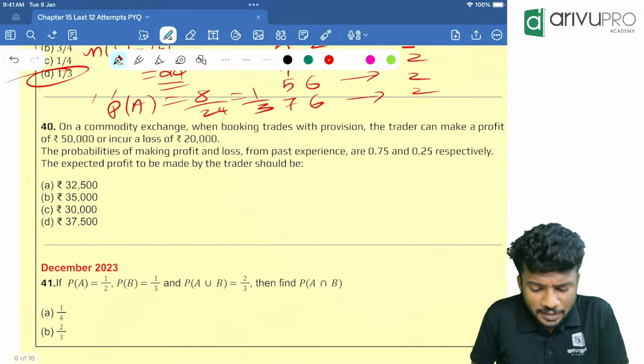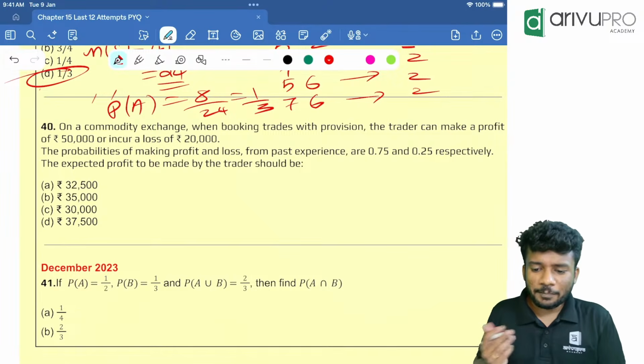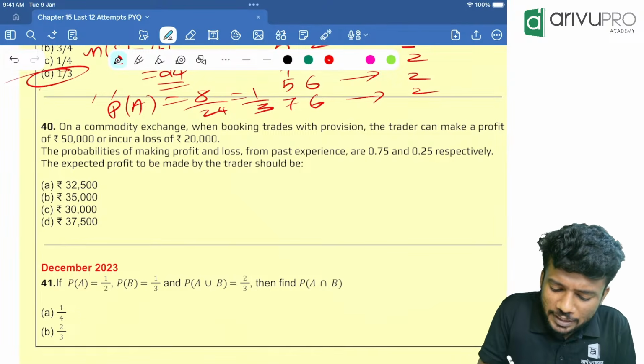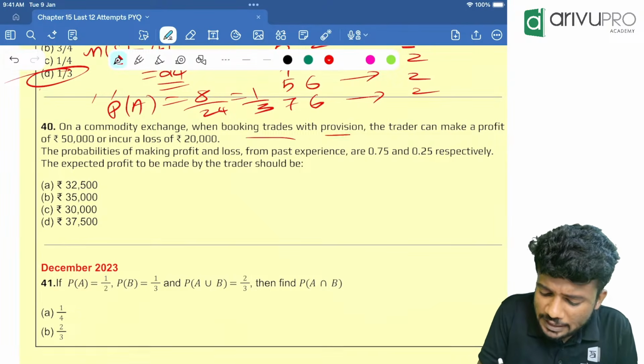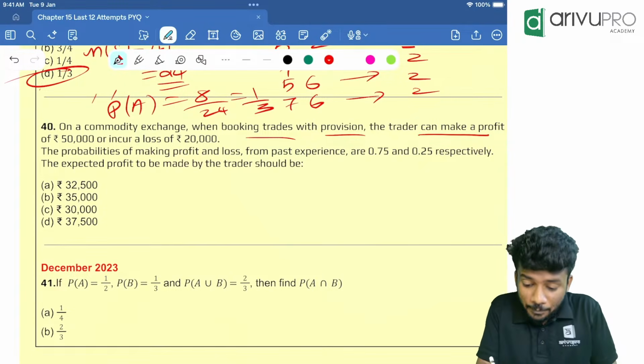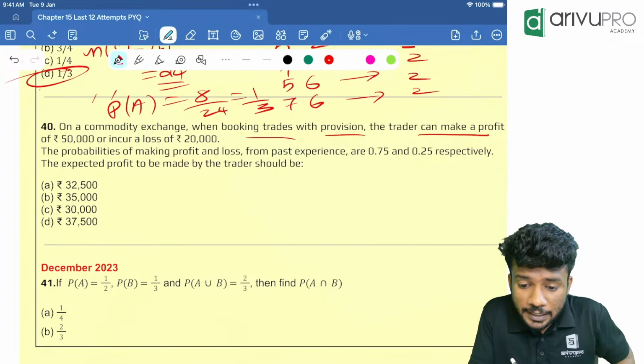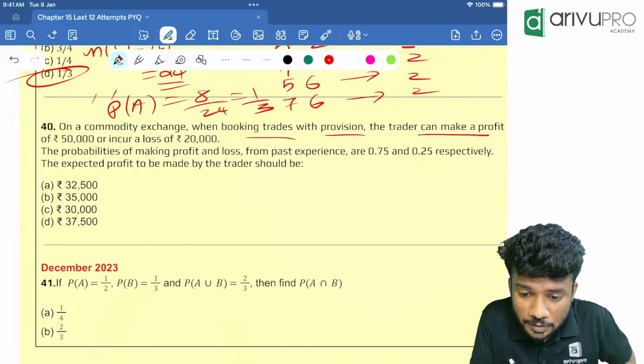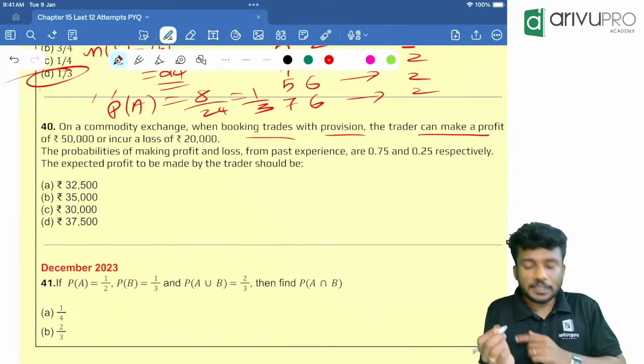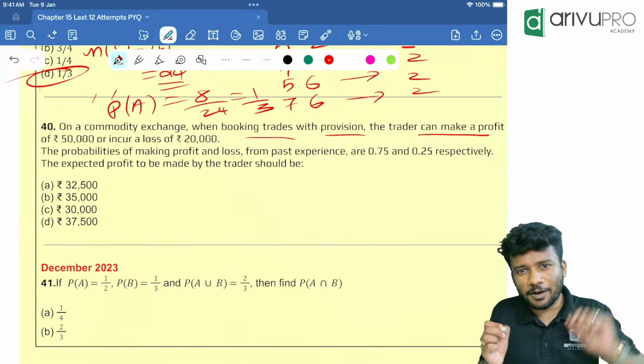On a commodity exchange, we have done this during marathon time. Yes, commodity exchange, when booking trades with provision, the trader can make a profit of... Yes, Akshaya, please, I didn't understand, Abhinaya or Akshaya? Akshaya, I will repeat this after solving this. Okay, fine, I understand. That is a little complicated question.